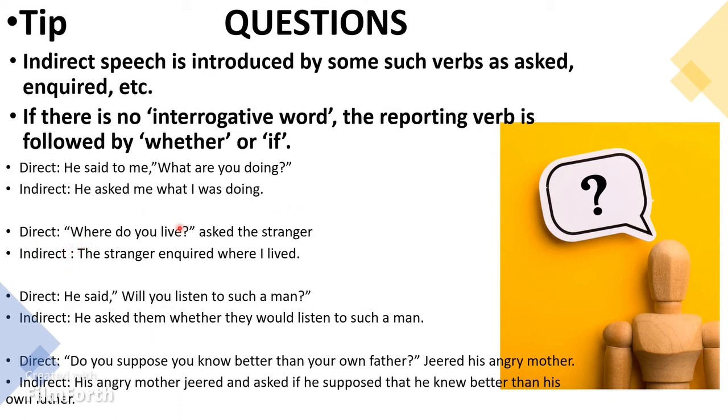Direct. Where do you live? Ask the stranger. Now, where, it's an interrogative word, so you have to use words like asked or inquired. Where do you live? Ask the stranger. The stranger inquired where I lived. Do please change you to I.